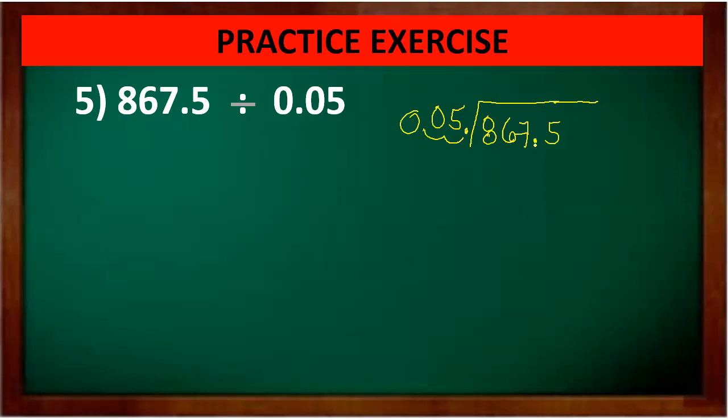So, since mag-move tayo ng 2 decimal places to the right, dapat mag-a-add tayo ng 0. Actually, you can add zeros here. Marami, hindi magbabago ang value ni 867.5 kahit ilang zeros ka pa mag-a-add dito. Okay? So, ngayon, i-add natin kasi we need to move 2 decimal places to the right. Dapat mag-add tayo ng isang 0. So, ito na yung bagong position ng decimal point natin. Ilalagay din natin dito sa taas yung decimal point natin. Okay? So, let's proceed with division.